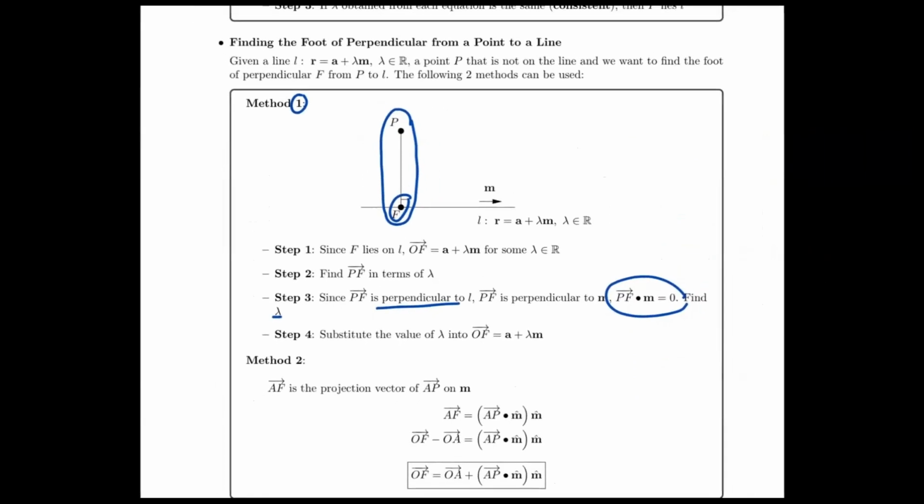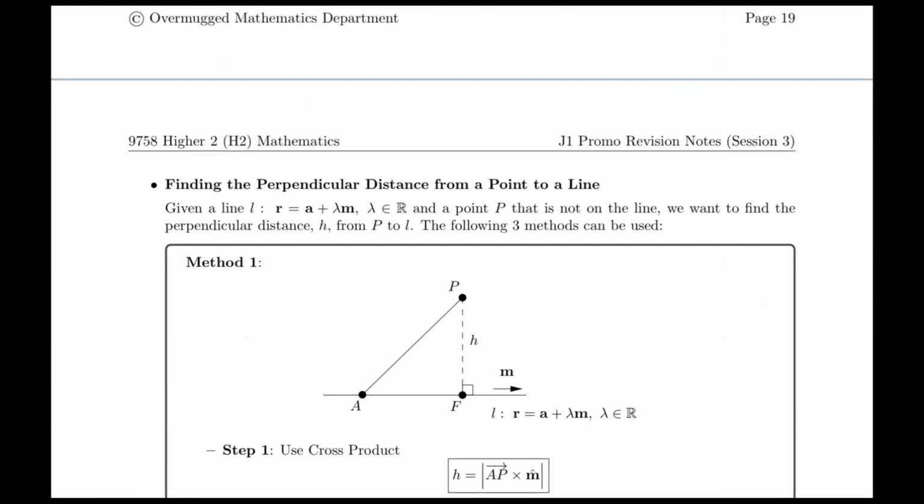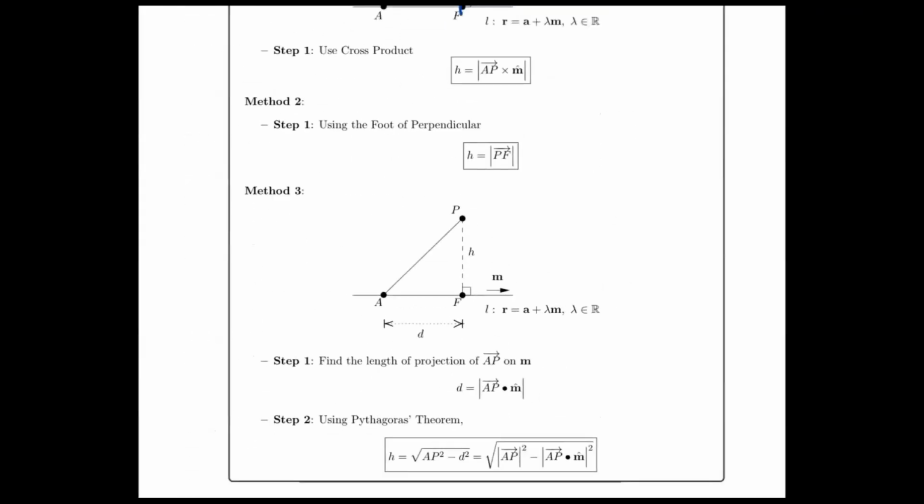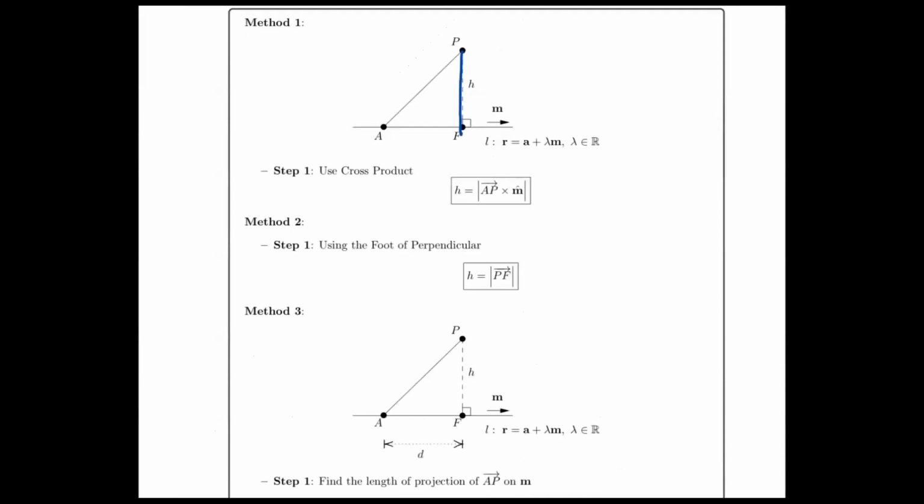Moving on. Finding the perpendicular distance between a point and a line. It's exactly the same method as the previous question. The only difference is, do you remember that we have already calculated the PF vector? This is the length. You just take the mod of PF and you get the answer. So you repeat the same process: find F, find P, and once you have found F, you find the mod of the PF vector. You get the height very easily. There are 3 different ways, and of course you can read all the methods yourself. I preach the foot of perpendicular one.